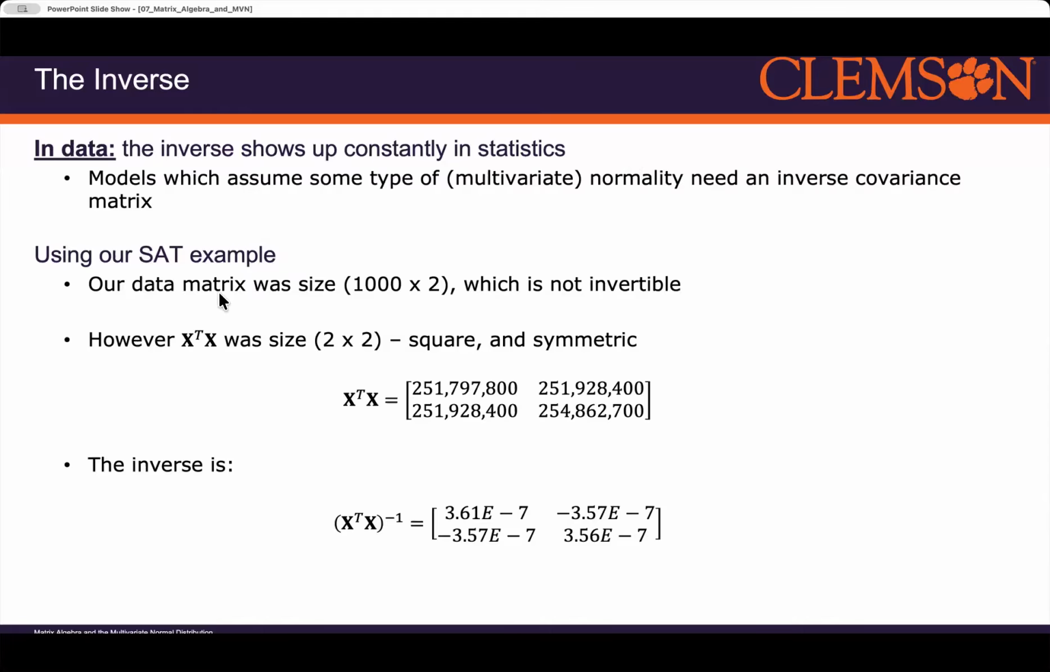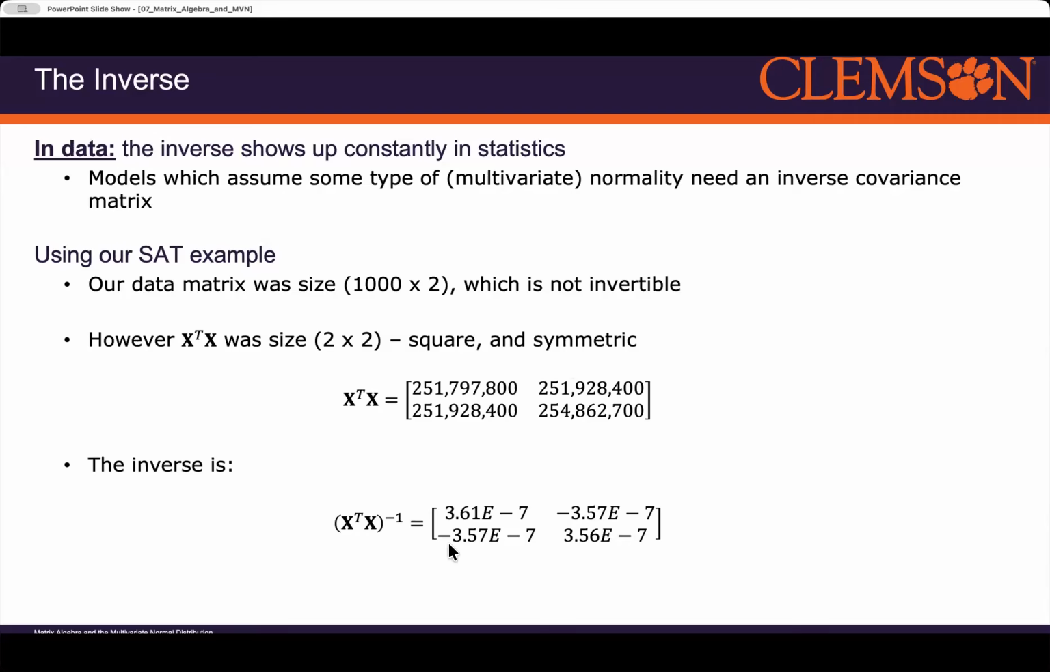So let's see how that works. Remember, our data matrix X was 1,000 by 2, so we're not inverting it. But if we look at X transpose X, that's 2 by 1,000 times 1,000 by 2, or a 2 by 2 matrix, which is square and symmetric right here.